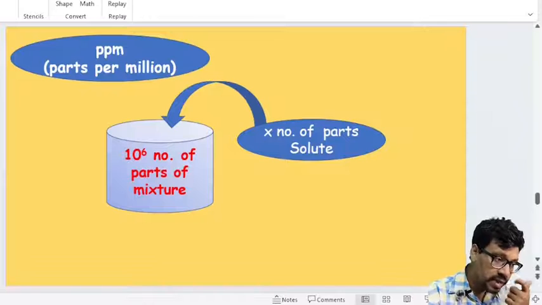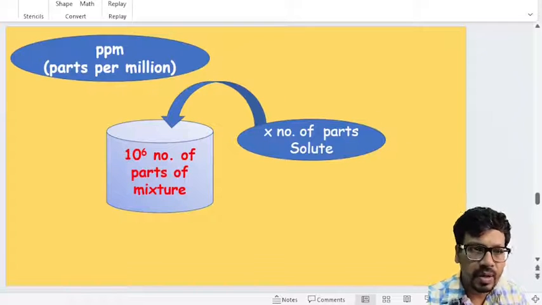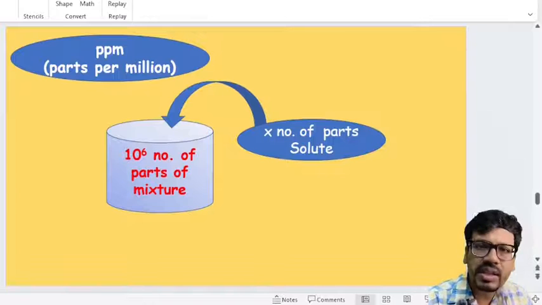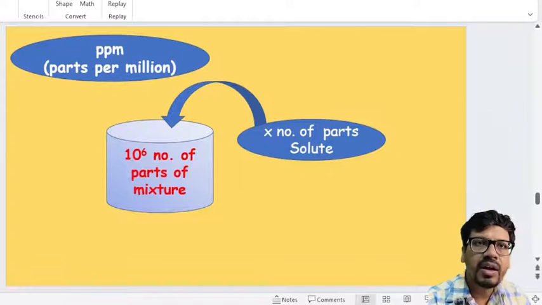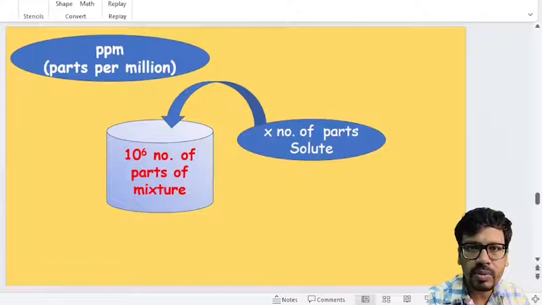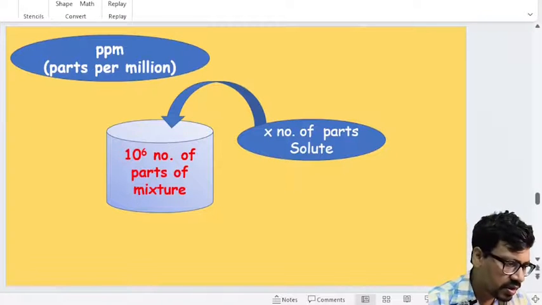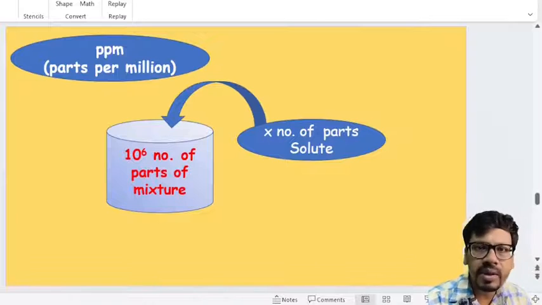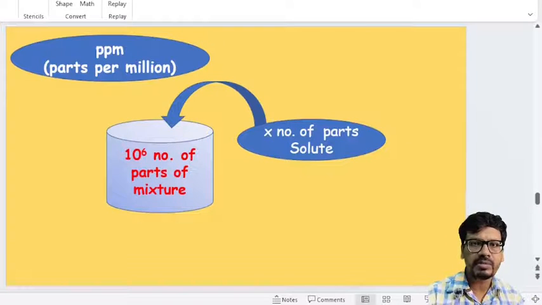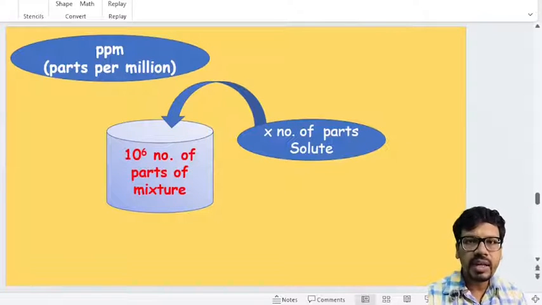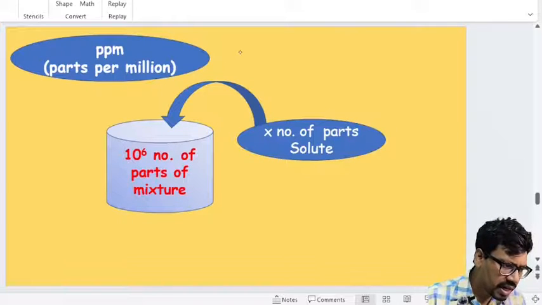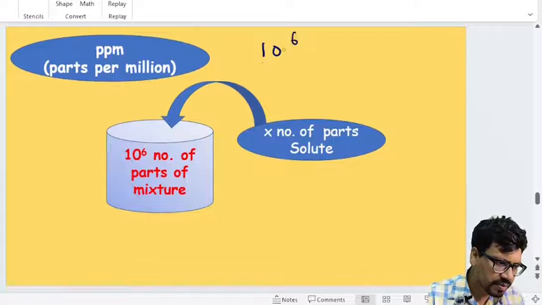So the next one is the ppm. ppm is used to measure the pollution of the air and the hardness of the water. So in this case the ppm is used. ppm means parts per million. What is the million? That is 10 to the power 6. Million means 10 to the power 6.